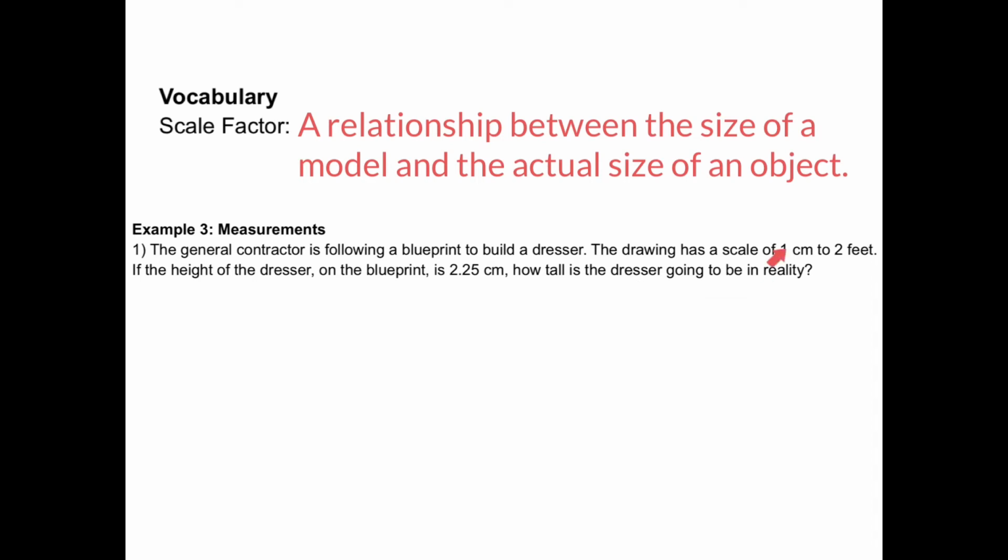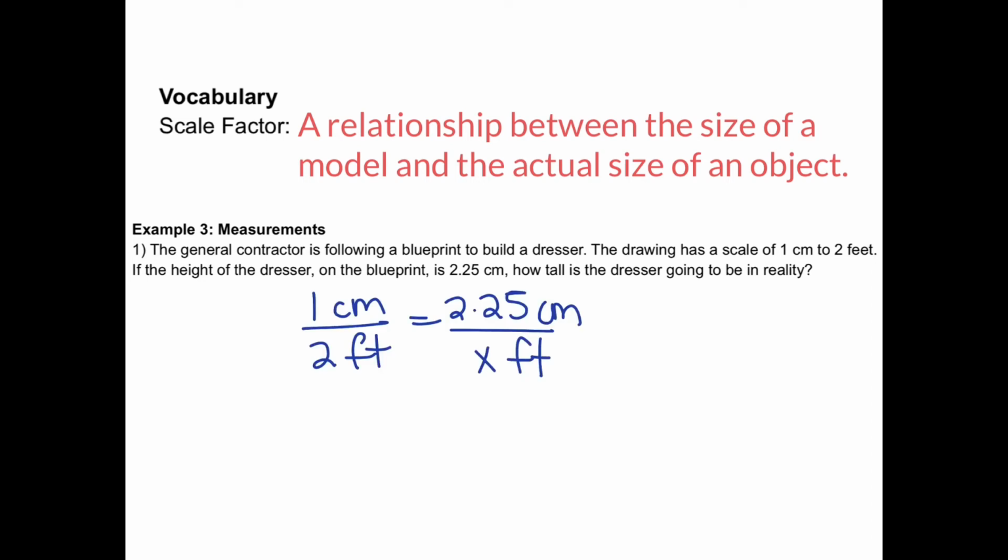So again, there are two labels, centimeters and feet, so drawing to actual, and then we have three numbers, 1, 2, and then 2.25, and so that's going to give us 3 out of our 4 spaces in our proportion equation. So using this proportion equation, we're going to go ahead and cross multiply and solve.